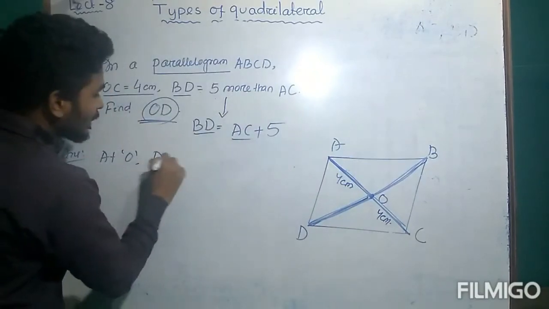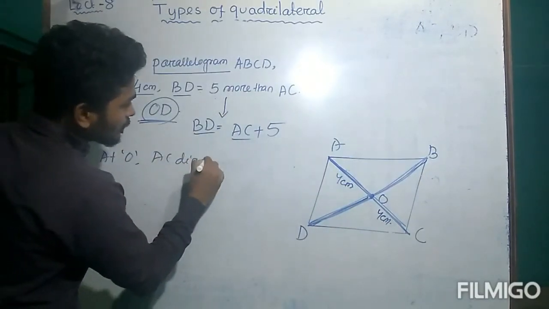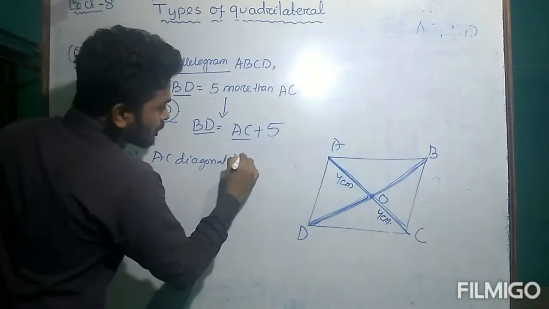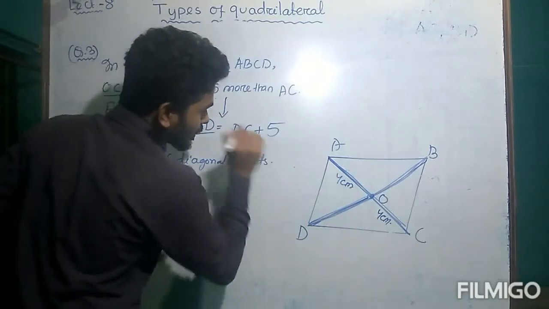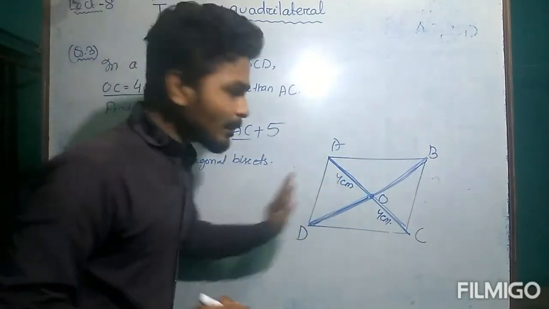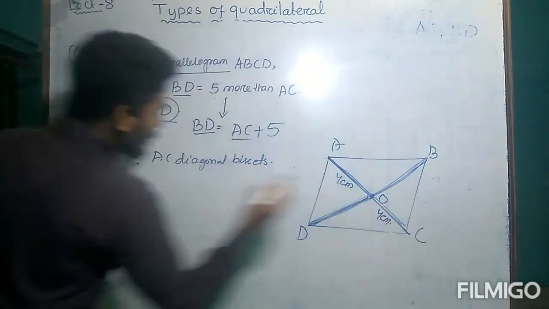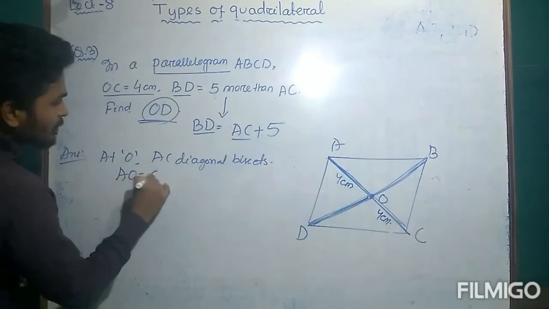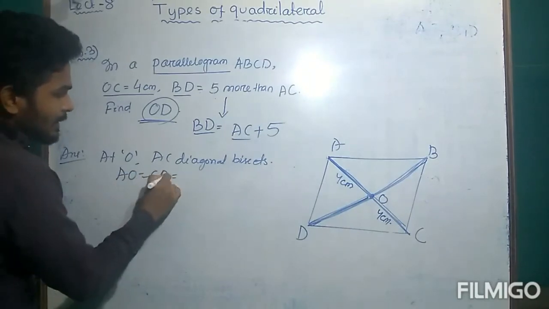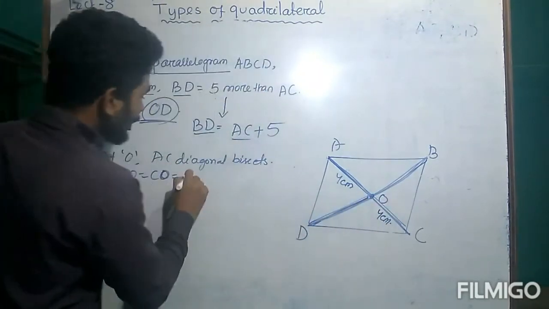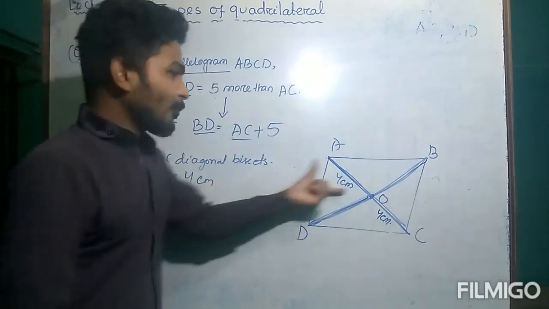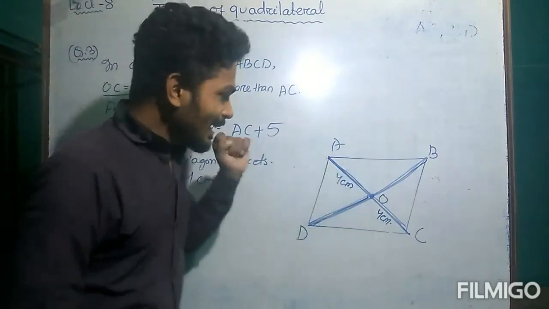So write it at O, AC diagonal bisects. So you can write AO is equal to CO. AO is equal to CO. CO is 4, so AO will be 4 cm. Understood?